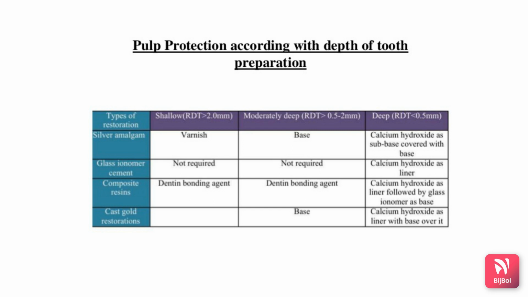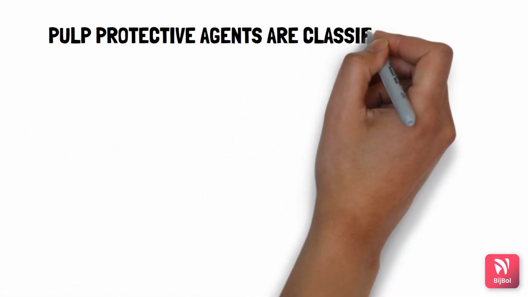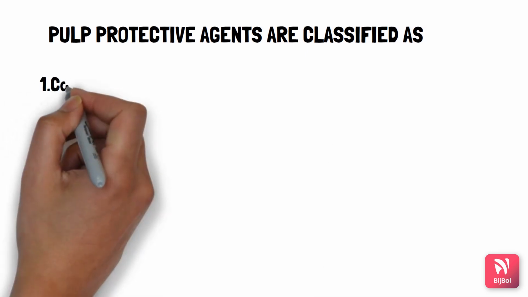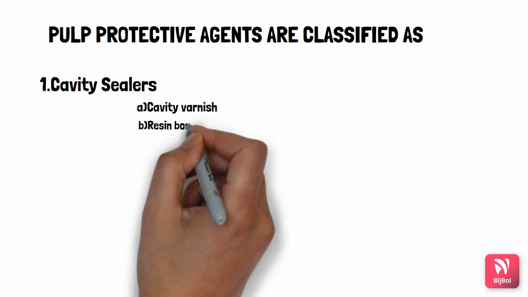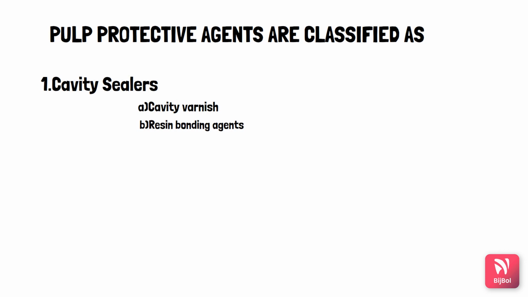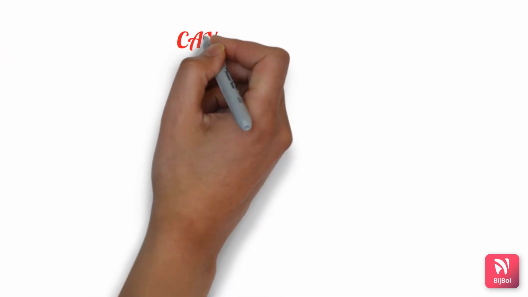Now we'll see the classification of the pulp protective agents. One is the cavity sealers, which can be divided into cavity varnishes and the resin bonding agents. Next are the cavity liners and the cavity bases. Let's see what a cavity varnish is.